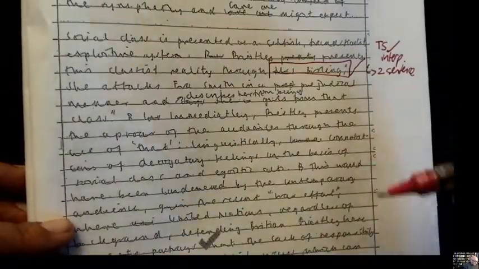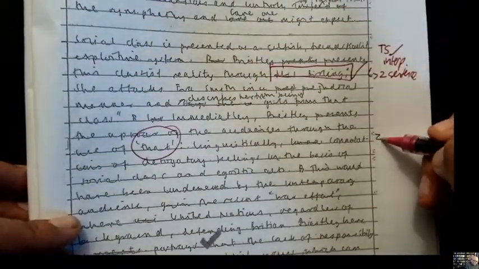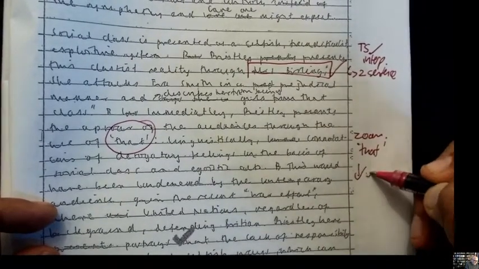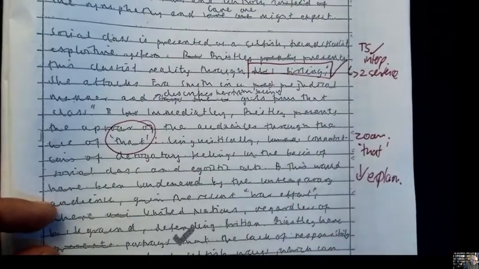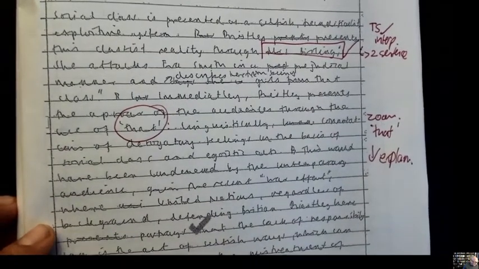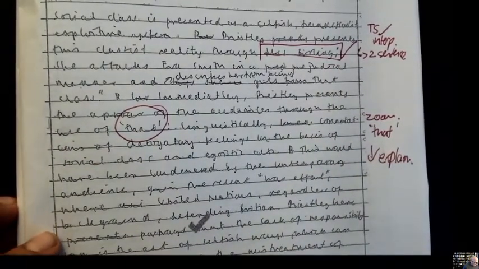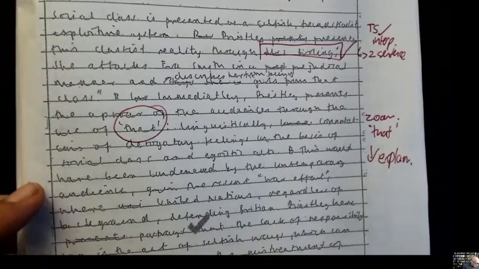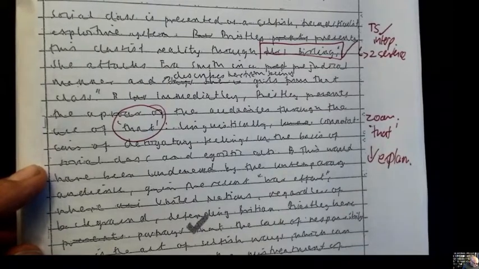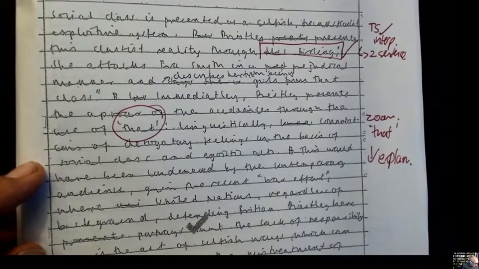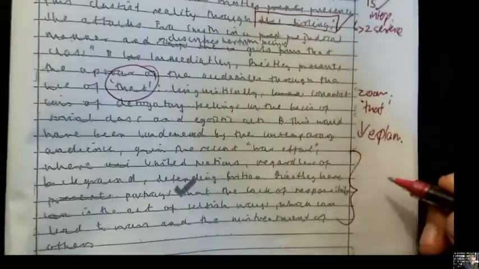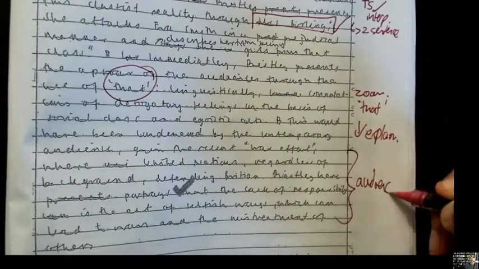This would have been, look at that. Zoom in, even on a word as banal as that. You can't do language analysis, but you can explain it. This would have been condemned by contemporary audiences, quite relevant to the war effort where the United Nations, regardless of background, were defending Britain. Priestley here portrays that the lack of responsibility comes out of selfish ways which can lead to the mistreatment of others. Wow, really sophisticated for the audience of 1945.